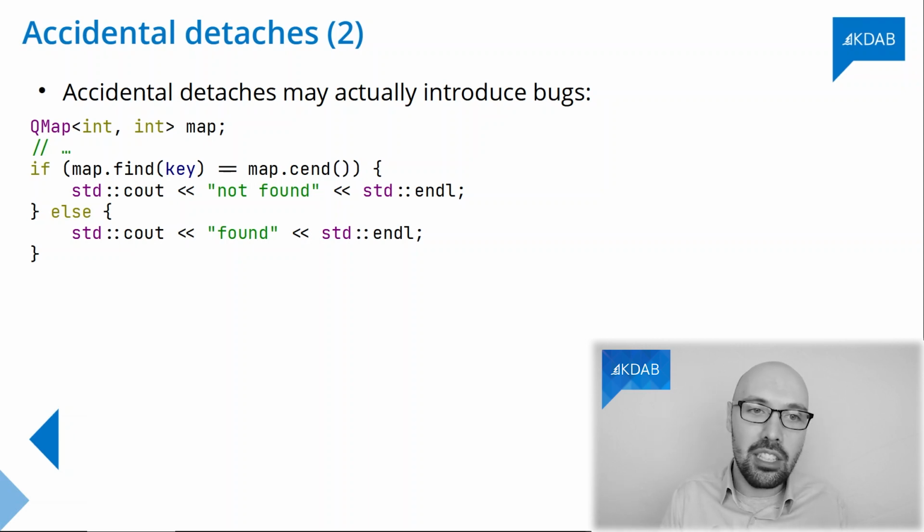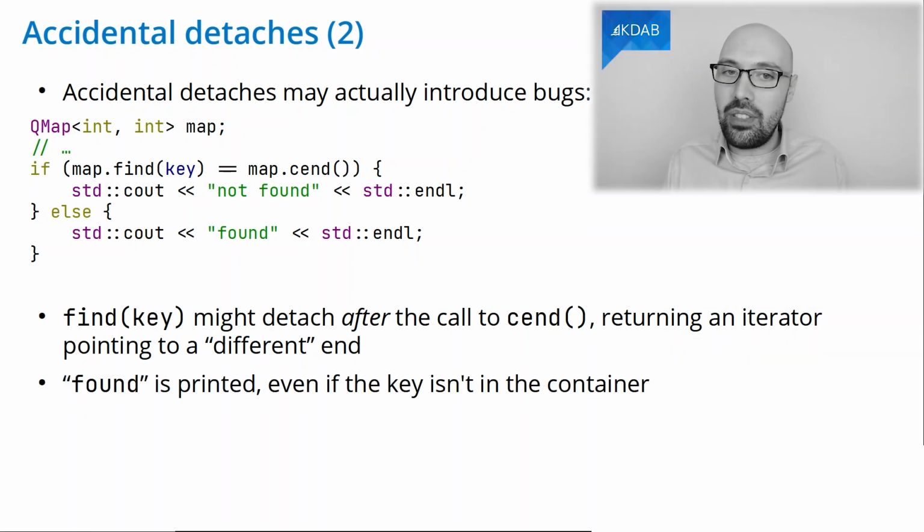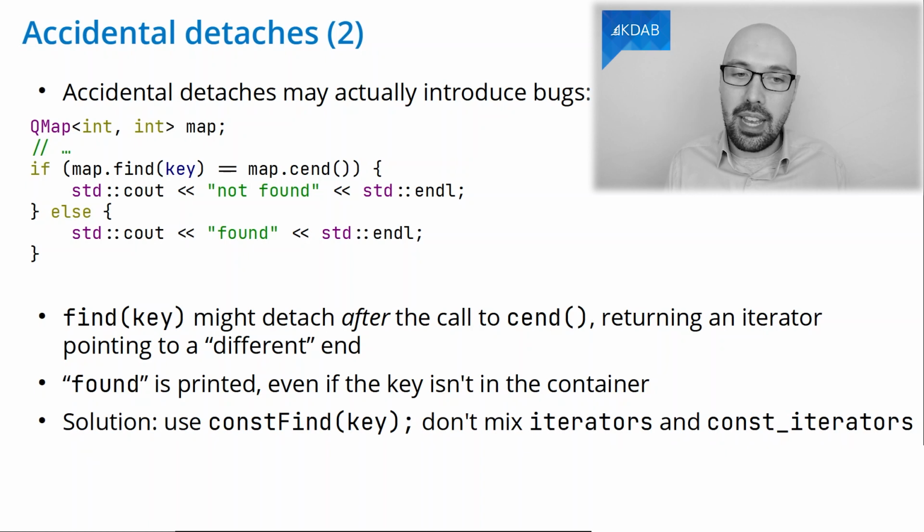Cend returns the end of the shared map, and find returns the end of the map after the detach has happened. And so the two iterators may actually compare different, and therefore we're going to print found even if the key is not in the map, because find returned an iterator pointing to the end. It just wasn't the end you were expecting. So how do we cope with this? Clearly, this is a problem, and the solution is always the same.